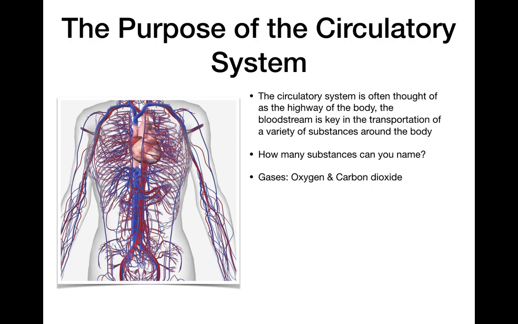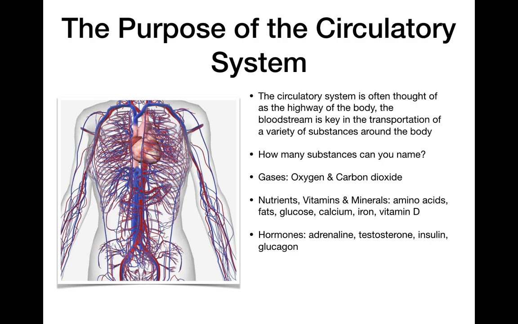Okay, so first category, gases. We have oxygen and carbon dioxide, important for respiration. We have nutrients, vitamins, and minerals, so amino acids, fats, glucose, calcium, iron, vitamin D, all examples of those things. We'll talk about that in digestion. Hormones: adrenaline, testosterone, insulin, glucagon. Cells, like white blood cells, platelets, and red blood cells.